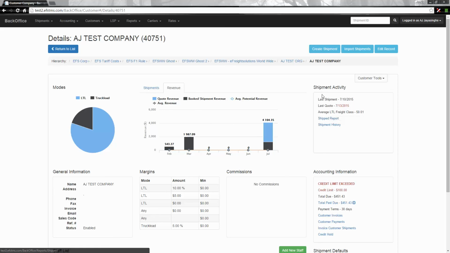Over to the right, you have shipment activity. You can see the last shipment that they did, the last quote, their average freight class.